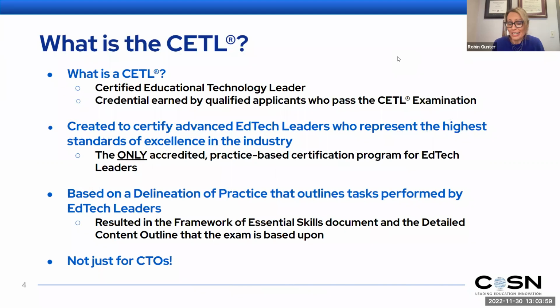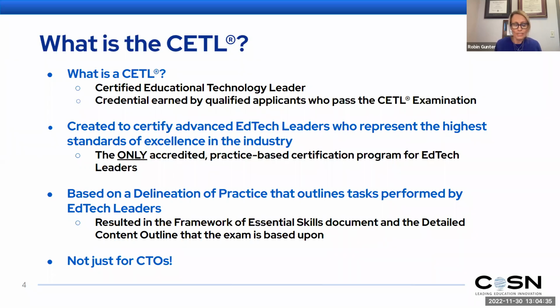So we're going to start with the background. What is the CETL? The CETL, if you do not know yet, does in fact stand for Certified Education Technology Leader. And this is available to any technology leader who qualifies, applies, sits for, and passes the CETL examination. I think it's important to know we all have worked in an industry or a profession that offers certifications of some kind, and that can look different across different industries. But this is the only accredited practice-based certification for ed tech leaders.